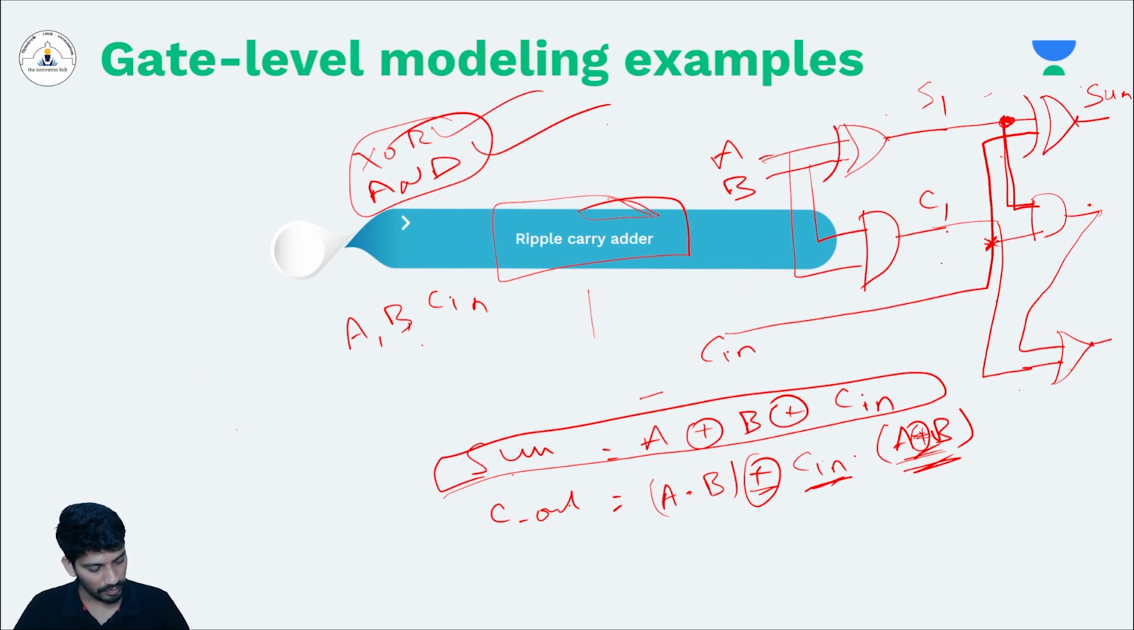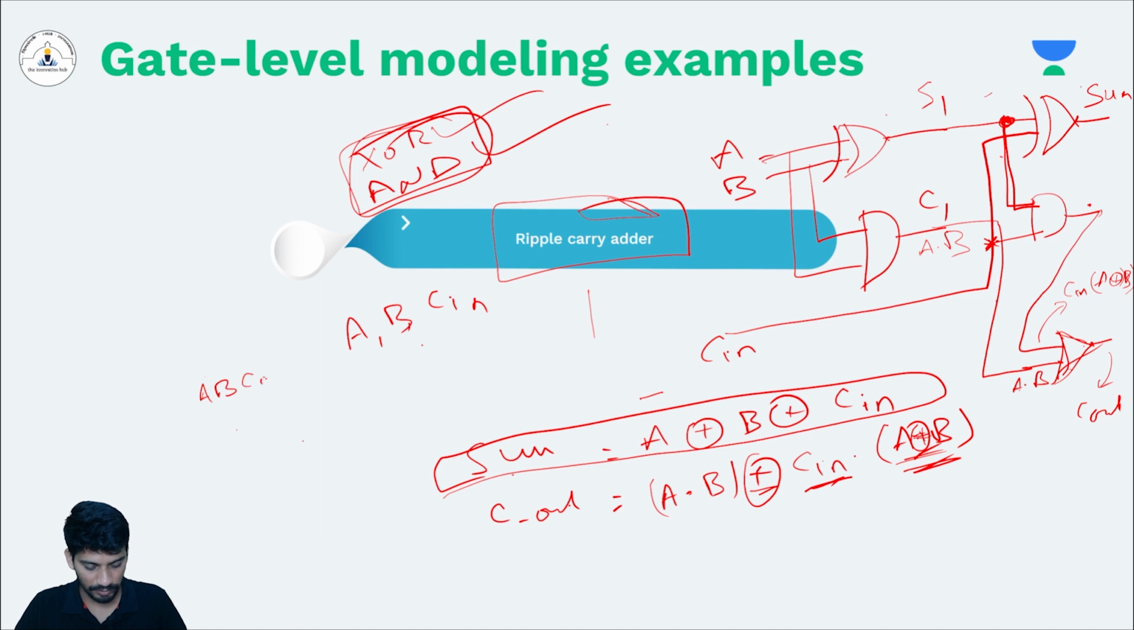This is C1, which is A dot B, and this is Cn into A XOR B. This will be my carry out. But as I already told, I want to implement this only using XOR gate and AND gate. So I have to replace this OR gate somehow. So let's draw the truth table of this thing.